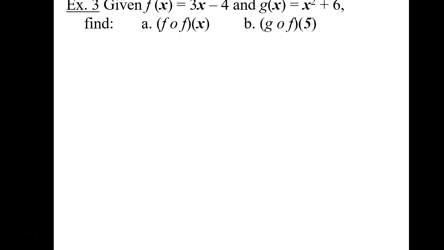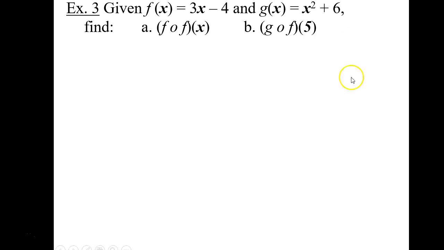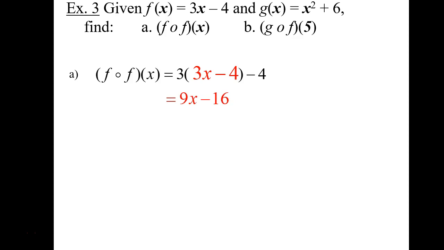Last thing for these same two functions we're working with, they want us to do f composition f. So same idea. F is my outer function because it's listed first. It also happens to be the inner function. So I've got 3 parentheses minus 4. What's going to go in the parentheses? Happens to be f again, so that's 3x minus 4. Simplify that, we get 9x minus 12 minus 4, which is 9x minus 16.